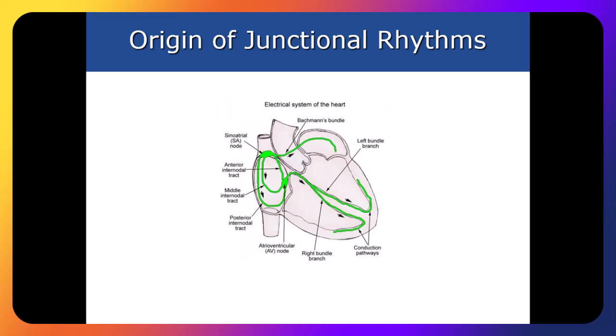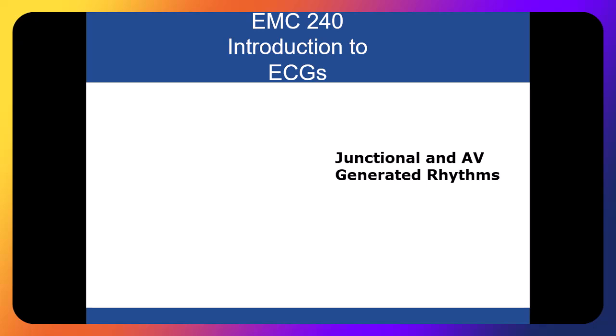But don't hold on to that too tightly, because we're going to talk about some rhythms that are faster than 60 and yet are still originating in the junction.